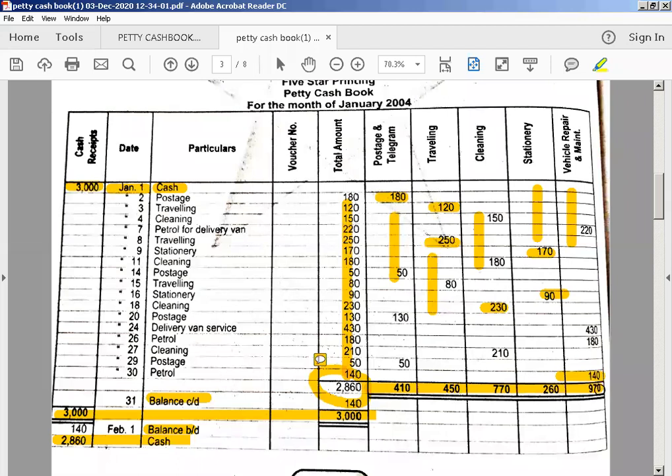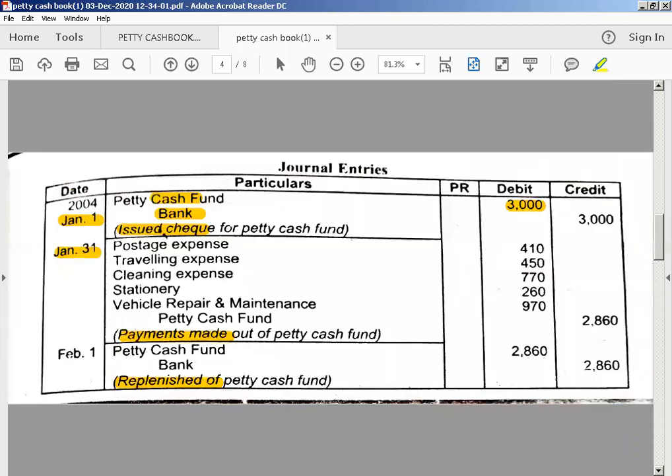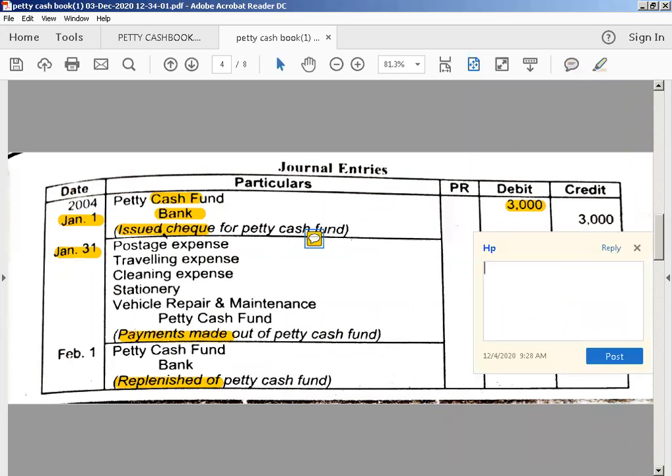ठीक है, ये वाली अमाउंट्स जिससे हमने टोटल अपने एक्सपेंसेस को क्लोज किया है, इंडिविजुअल लिखिएगा व्हेन यू आर प्रिपेयरिंग द जर्नल एंट्री फॉर द एक्सपेंसेस. It's 410, 450, 770, 260 and 970. These are all your expenses which you have done. और जर्नल एंट्री क्या बनती थी एक्सपेंसेस की, आप सबको पता है. हम यूजली जर्नल एंट्री एक्सपेंसेस की क्या रिकॉर्ड करते हैं?